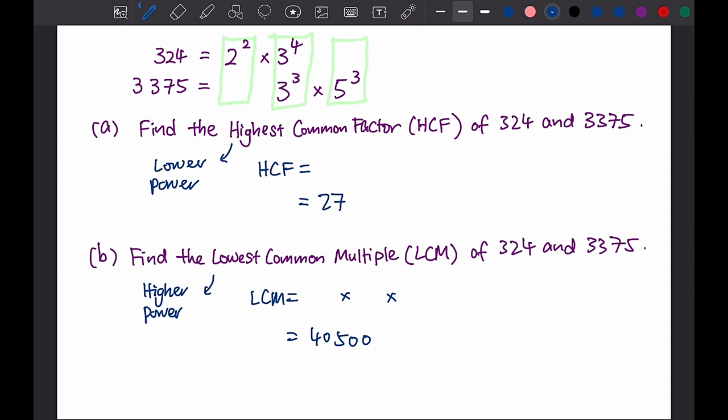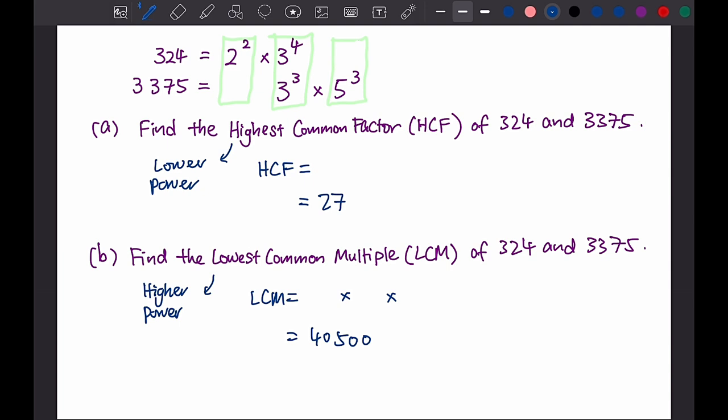And we will always end up with a factor of 1 because 324 can be divided by 1, and 3375 also can be divided by 1. So it's not very meaningful. Alright, so we're going to choose the highest possible factor that can divide both 324 and 3375.